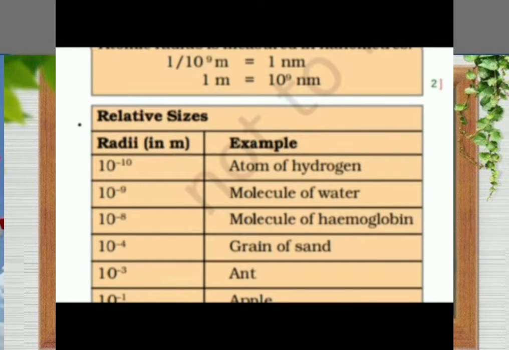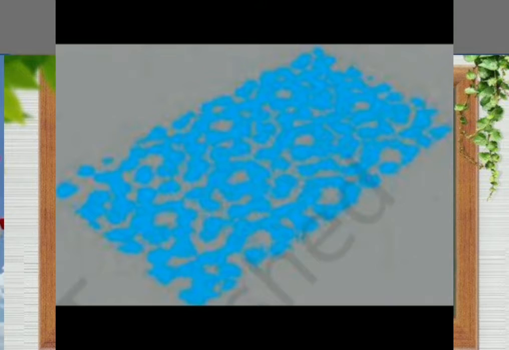10 raised to minus 10, that is the atom of hydrogen, is very small. When we compare 10 raised to minus 1 and 10 raised to minus 10, the 10 raised to minus 10 is very small. Look at this picture. We can't see atoms with the naked eyes. We can see them with different machines. In silicon, atoms are arranged like this, but we can't see this arrangement with our naked eyes.